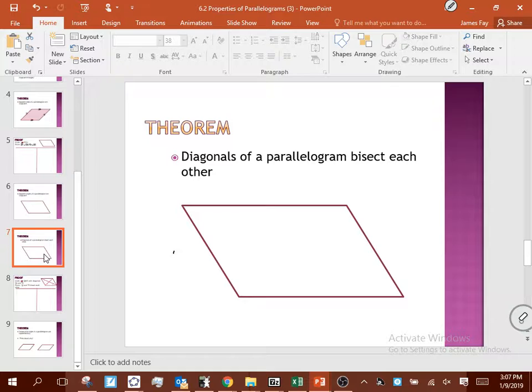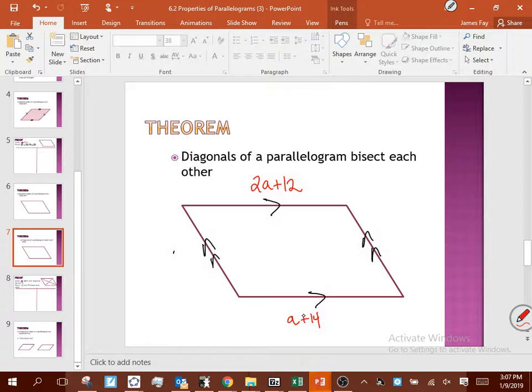Okay. We didn't see any examples here. But when you open up your homework, it's going to provide you something like this. It's going to say this is a parallelogram, either through words or through notation. Then they say this segment is 2a plus 12, and this one is a plus 14, and they ask you to solve for a.